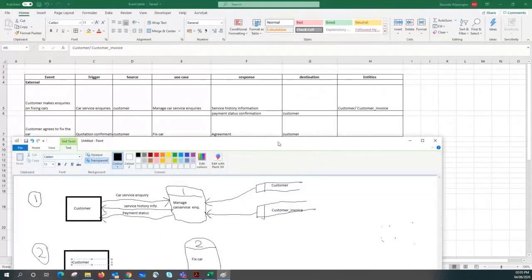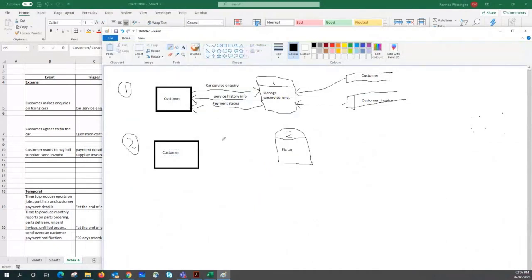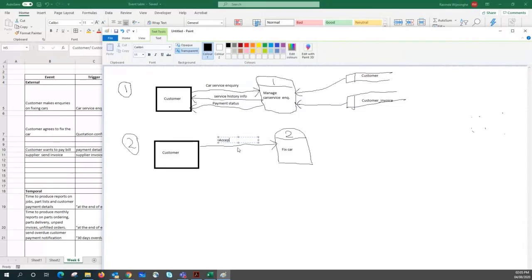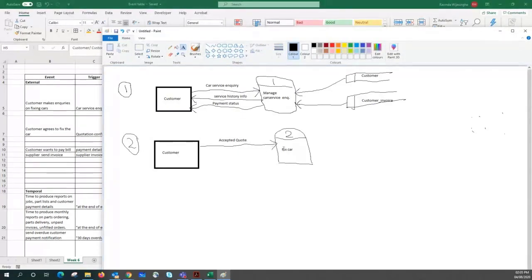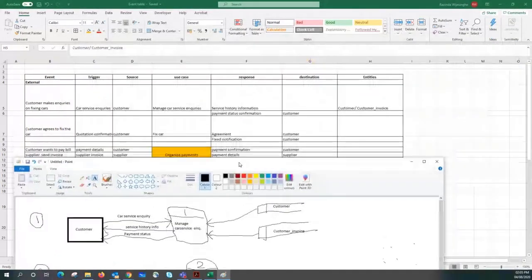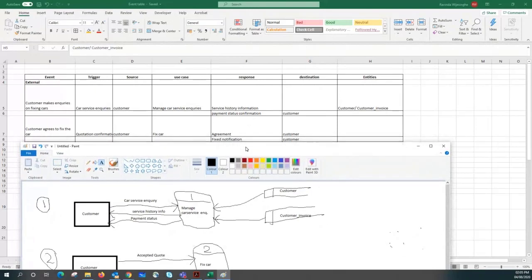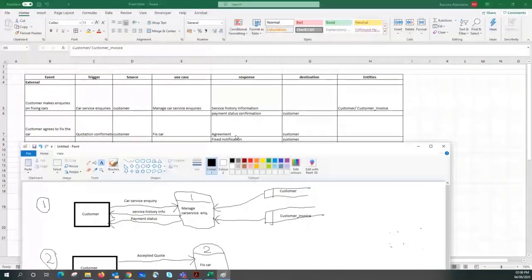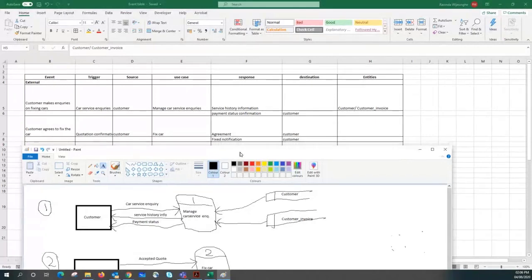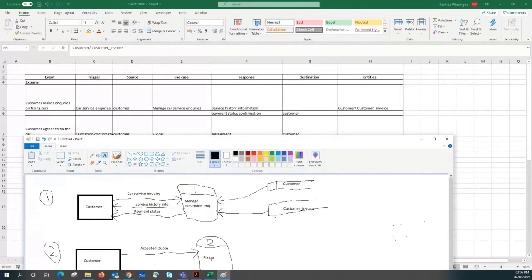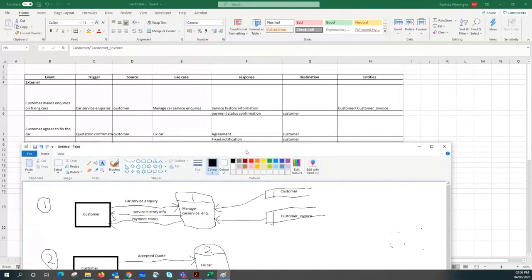So let's actually draw that one first, right? So here now I am getting quotation confirmation. So I just took accepted quote. So accepted quote, that is the information flow, right? So it comes in. And then we respond back to the customer, the agreement, right? And then once the car has been fixed, we send the fix notification, right? So that is what this use case is going to handle, right?